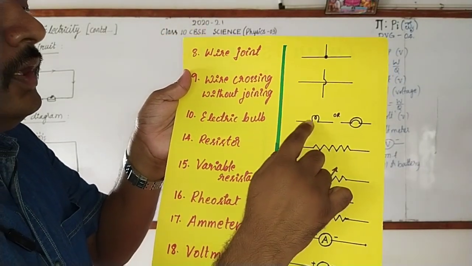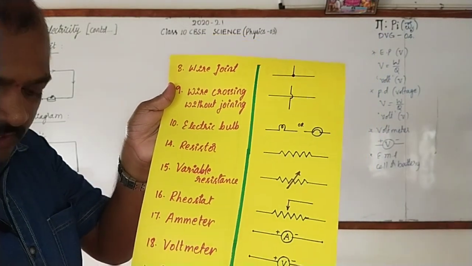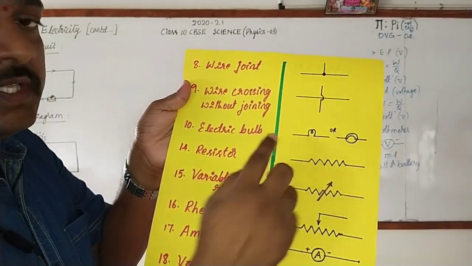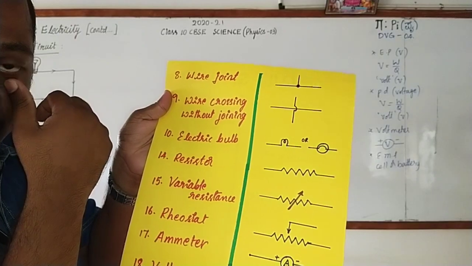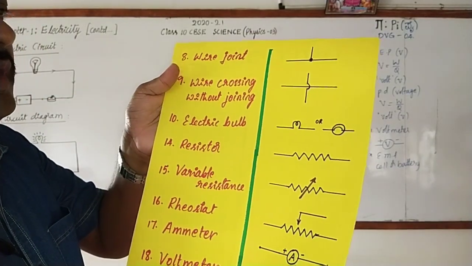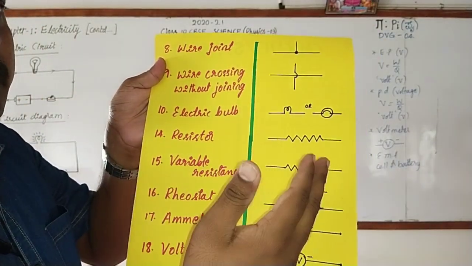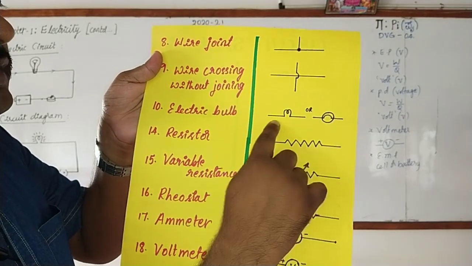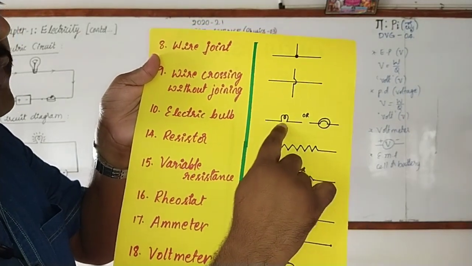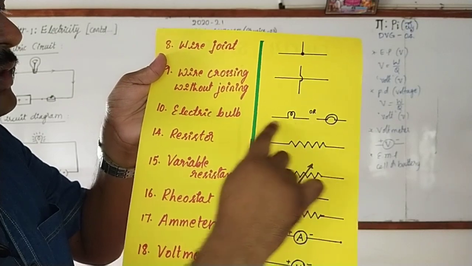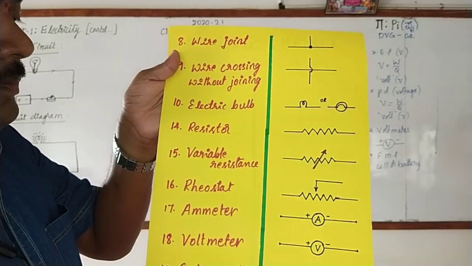Next, electric bulb. We know the energy conversion that takes place in an electric bulb: electrical energy into heat energy, then light energy. These are the symbols. You can use either this or this symbol to represent an electric bulb.